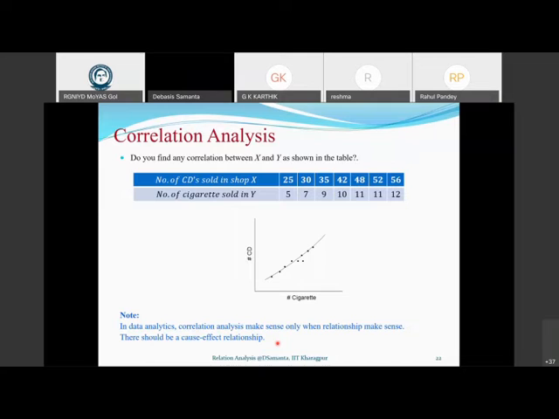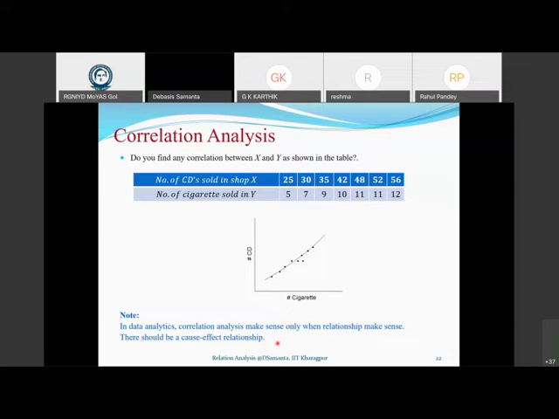For example, the number of CDs sold is one attribute, and the number of cigarettes sold is another attribute, and some values are obtained. Apparently, if we plot the points, with the number of CDs sold along the y-axis and the number of cigarettes sold along the x-axis, we can get a curve, the interpolating curve, and then we can say that yes, there is a positive correlation.